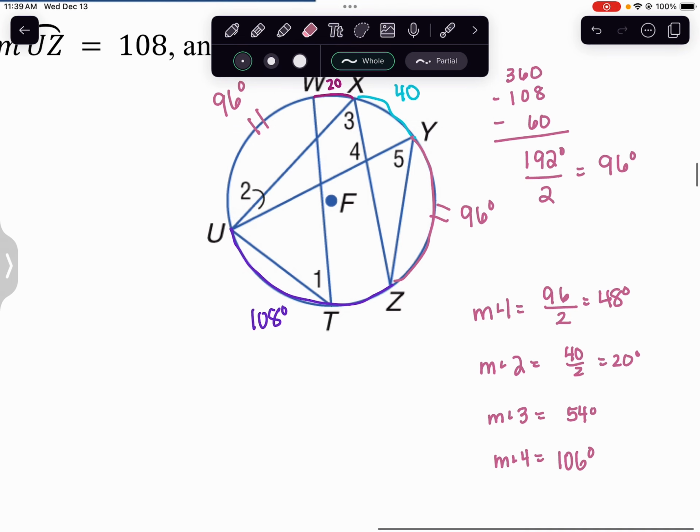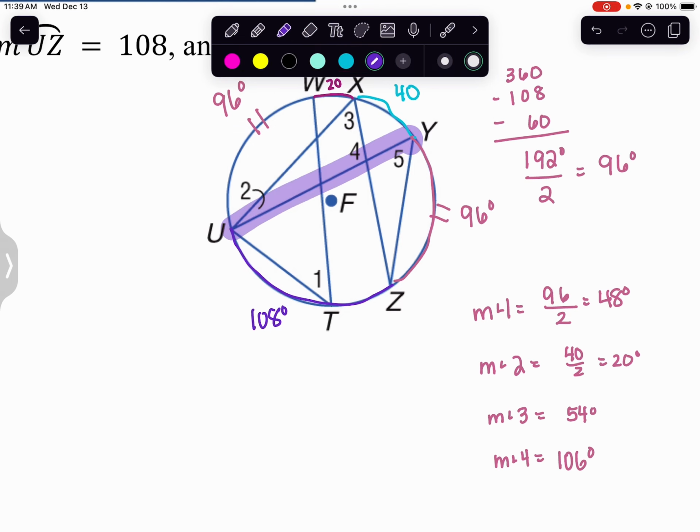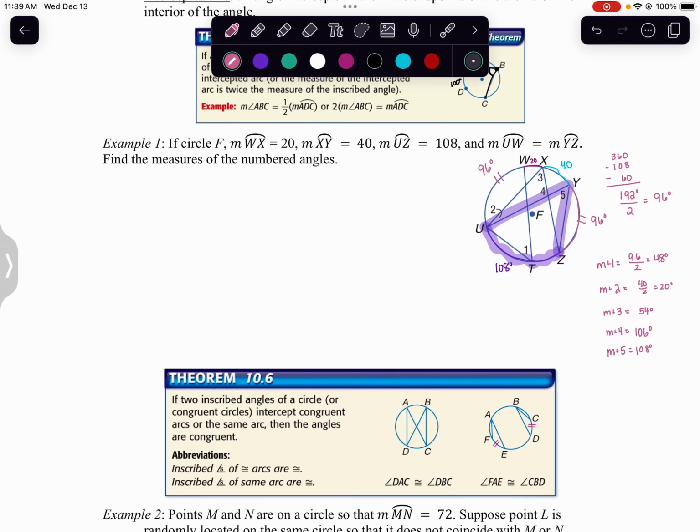Finally, they're asking about the measure of angle 5. There's my angle 5. Here's the arc that goes between it. Well, look, that one's also 108 degrees. Okay, so hopefully that makes some sense.